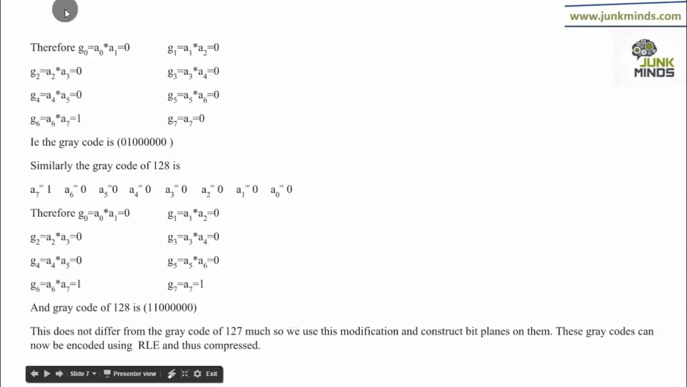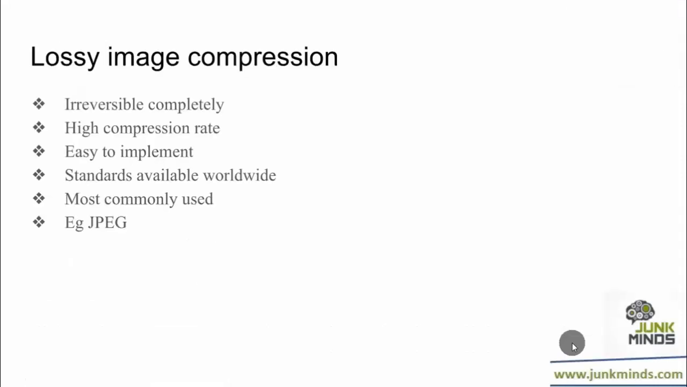Similarly, all the gray code bits g0 to g7 for 127 are found. Similarly, the gray code for 128 is found. Now you can see that in the gray code, they do not differ much. So using this modification, we can construct bit planes on them, and these gray codes can now be encoded using RLE and thus compressed.